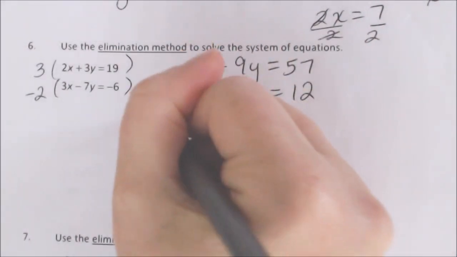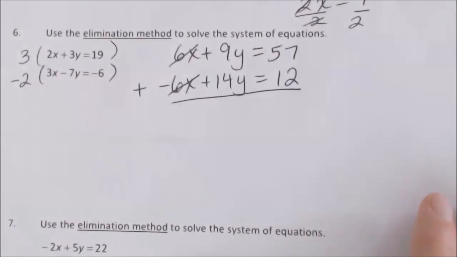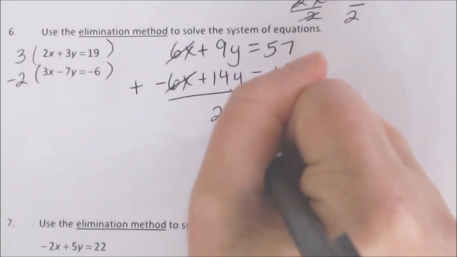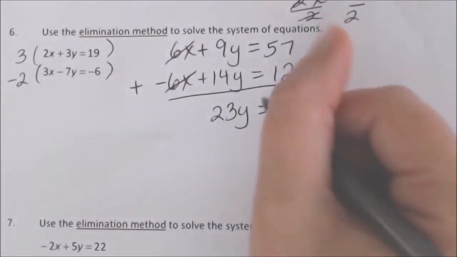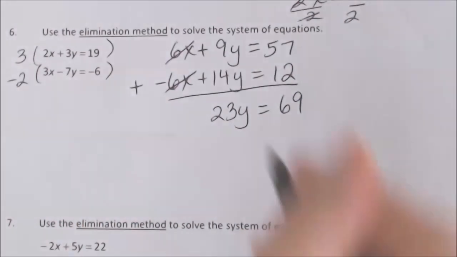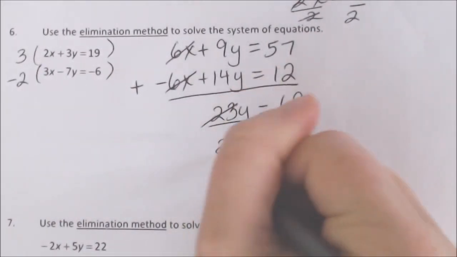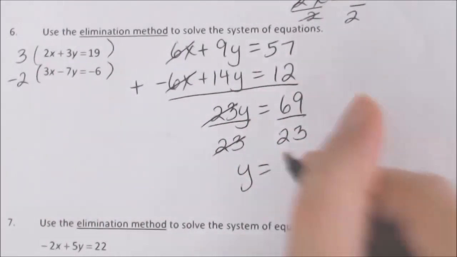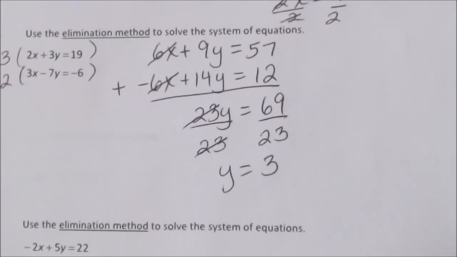Okay, so now when I add these together, the x's are going to cancel out, and I have 9y plus 14y, which is going to be 23y, equals 57 plus 12, that's 69, I believe. Okay, we're going to divide both sides by 23. Now, had you eliminated the y variables, you would have solved for the x variables first. But because I eliminated the x's, I ended up solving for y first. It does not matter the order you solve them in. So I get a y value of 3.